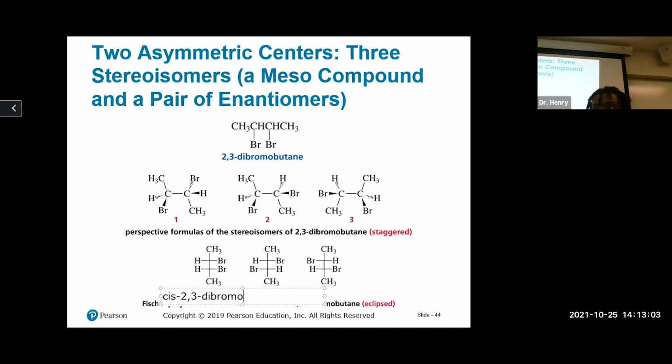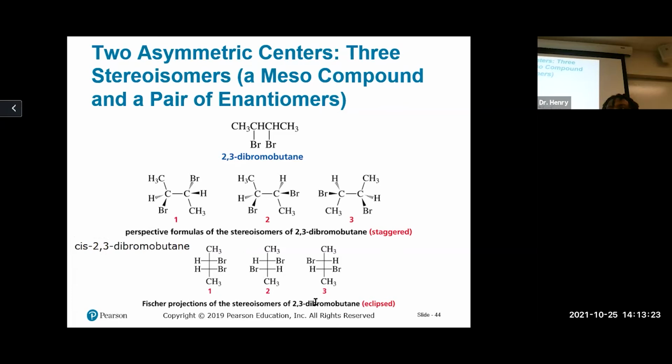Dibromobutane. Don't it make you guys real happy when you can see the chemicals on the back of bottles and you're like, I know what that is. I can even draw that. Okay, so that's number 1.